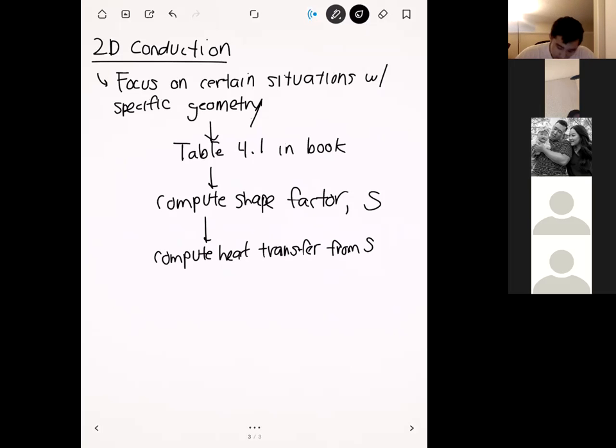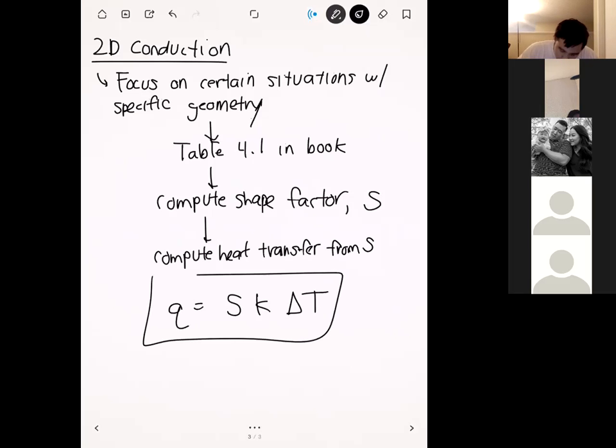And so the formula that we have here is like this. Right? So we have Q is equal to S, where S is the shape factor that we're going to get from the table, times k. k is our thermal conductivity, and then delta T.